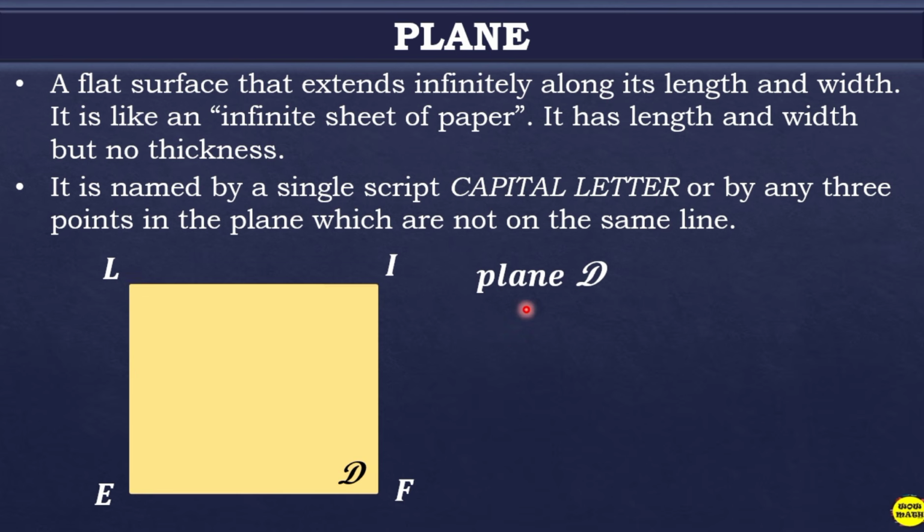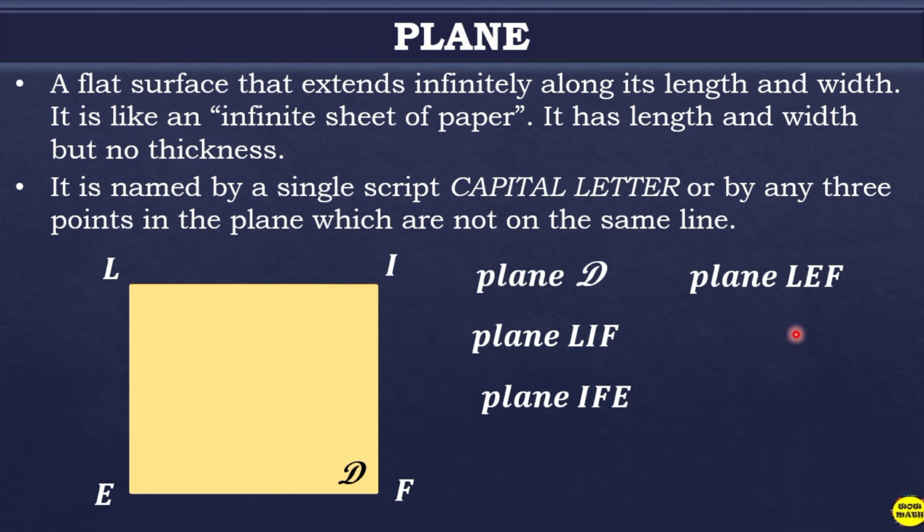So, aside from using a single script capital letter, you can name it using any 3 points. It can be plane LIF, since it is in the plane. It can also be plane IFE. When naming a plane, the points should be consecutive. It cannot be LFE because that would make a diagonal. So as much as possible, they should be consecutive. So, LIFE, or also plane LEF. It doesn't matter if it's clockwise or counterclockwise, as long as it is on your plane.